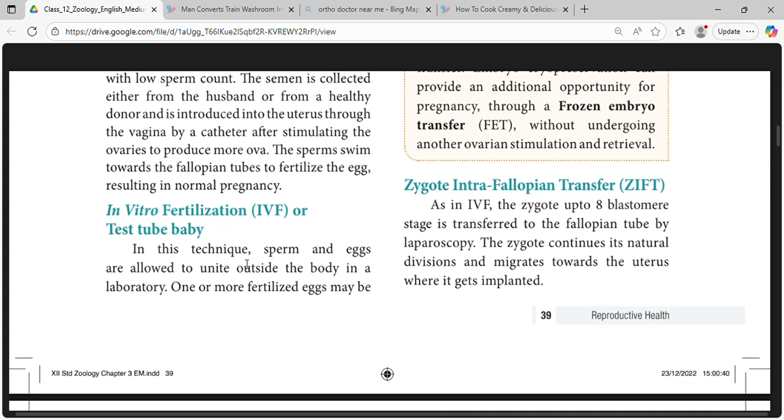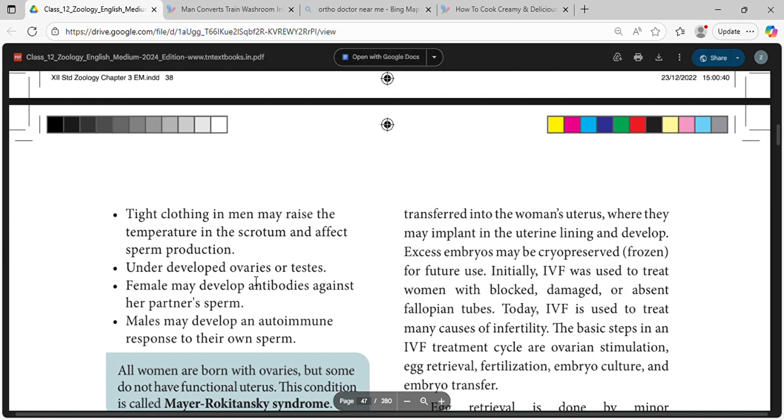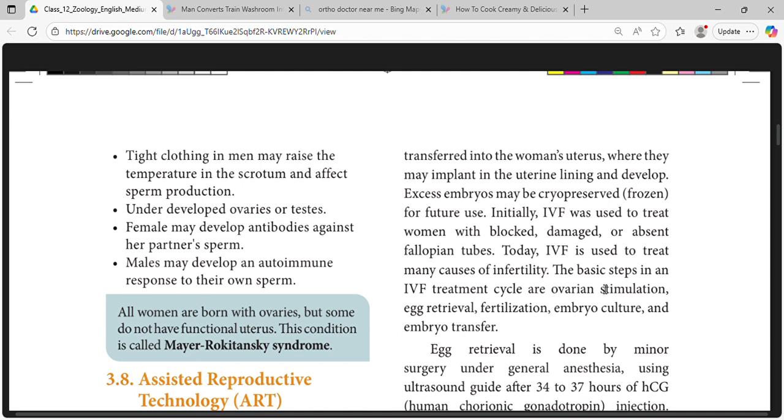In vitro fertilization, or test tube baby. In this technique, the sperm and eggs are allowed to unite outside the body in a laboratory. One or more fertilized eggs may be transferred into the woman's uterus where they may implant in the uterine lining and develop. Excess embryos may be cryopreserved, frozen, for future use. Initially, IVF was used to treat women with blocked, damaged or absent fallopian tubes. Today, IVF is used to treat many causes of infertility.